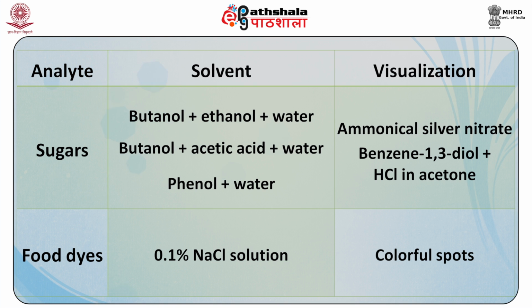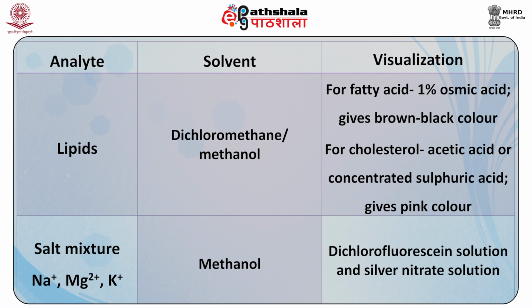Next are food dyes. The solvent that can be used for this class is 0.1% NaCl solution and the visualization reagent will be the colorful spots. Next, lipids. Solvent used is dichloromethane or methanol. For fatty acid, the visualization reagent is 1% osmic acid which gives brown to black color. For cholesterol, it is acetic acid or concentrated sulfuric acid which gives pink color. Next, for analytes such as salt mixtures of sodium, magnesium and potassium, the solvent used is methanol and the visualization reagents used are dichlorofluorescein solution and silver nitrate solution.